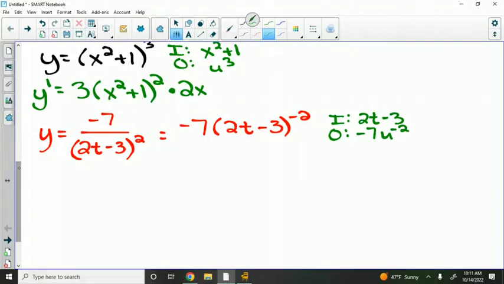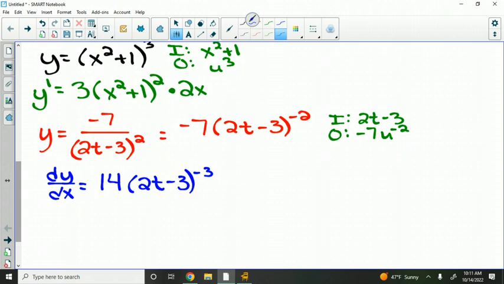Okay, now let's try this new chain rule out. I'm going to make it a dy dx. Throw that symbol in there. Okay, if we were just deriving negative 7 u to the negative second, what would that derivative be? 14u to the negative third. So we'll keep the 14, but in place of the u, we'll put the inside, and then to the negative third power. So there's our derivative of the outer, keeping the inner, and then we need to multiply by the derivative of the inner.